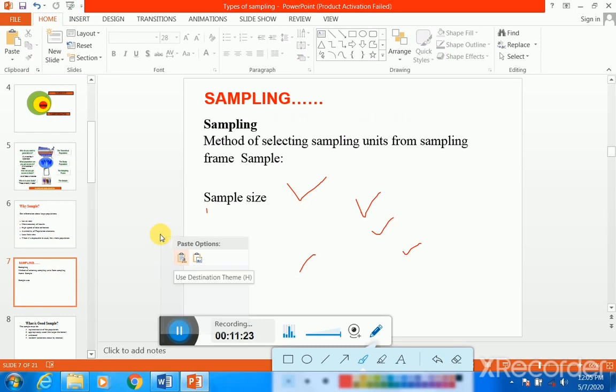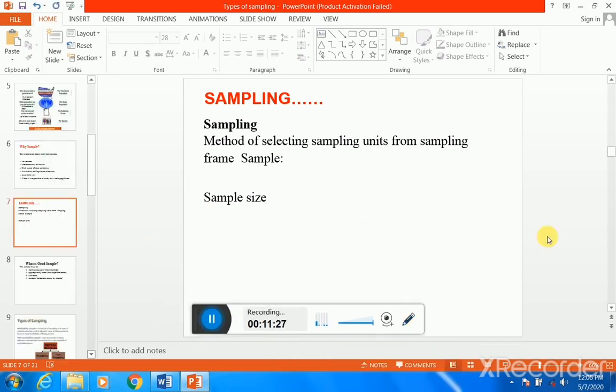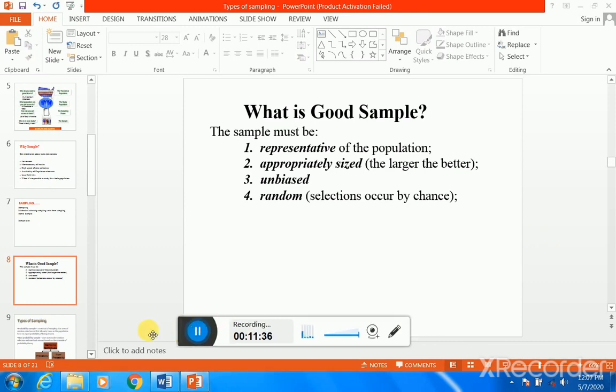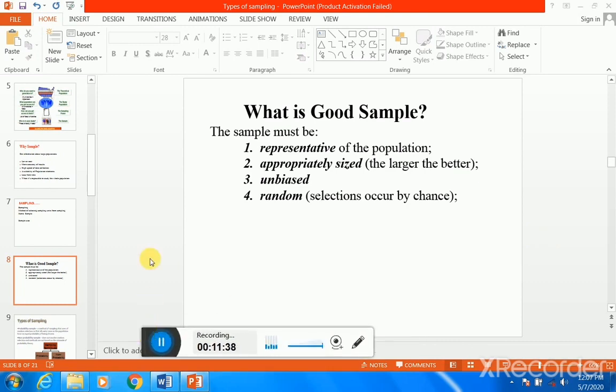Now we move to the next slide, that is what is a good sample. Simply stated, what qualities a sample has. What are the different characteristics or qualities or traits of a good sample? That is, we can say that this sample which I have selected is a good sample.